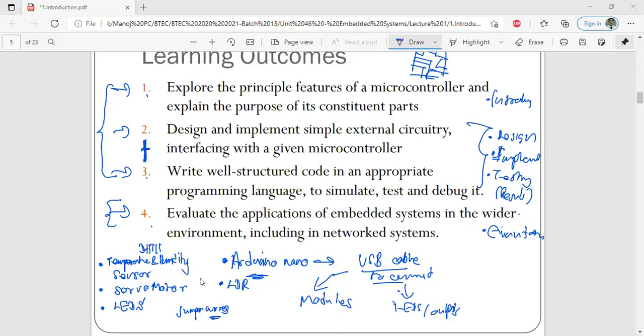Okay, so unit 46, LO 1, 2, and 3. I will give you one assignment, and LO 4, another assignment. So like that we can do.